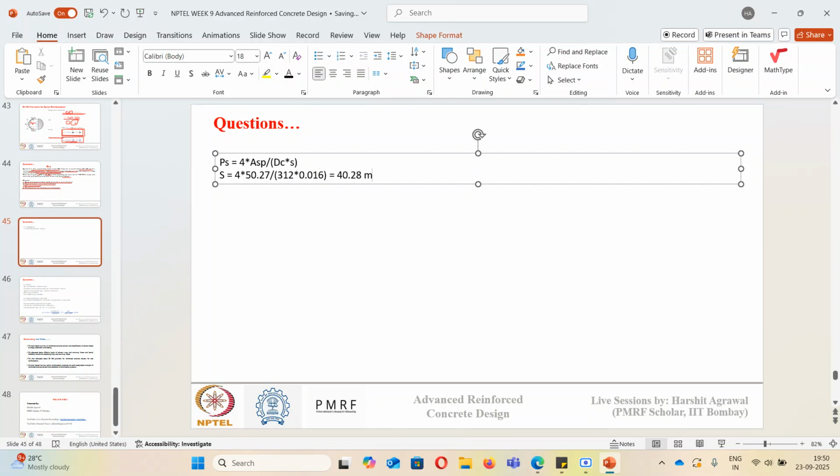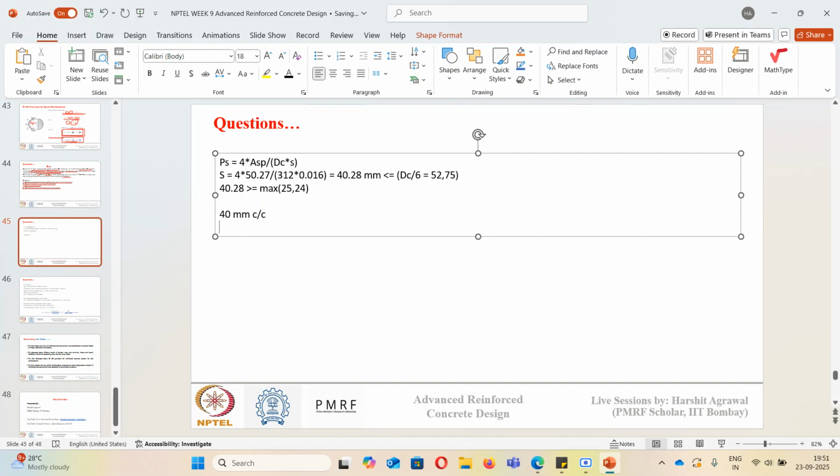Now we need to check it with minimum criteria. This should be less than or equal to DC, or DC by 6, or 75 mm. When you calculate DC by 6, it will come out to be 52, and this is 75. So both values that we have provided are okay, and this 40.28 should be greater than or equal to the maximum of 25, or 3 times the diameter of spiral reinforcement, that is 24. Again, this 40.28 is okay for us, so we'll provide a spacing of 40 mm center to center.